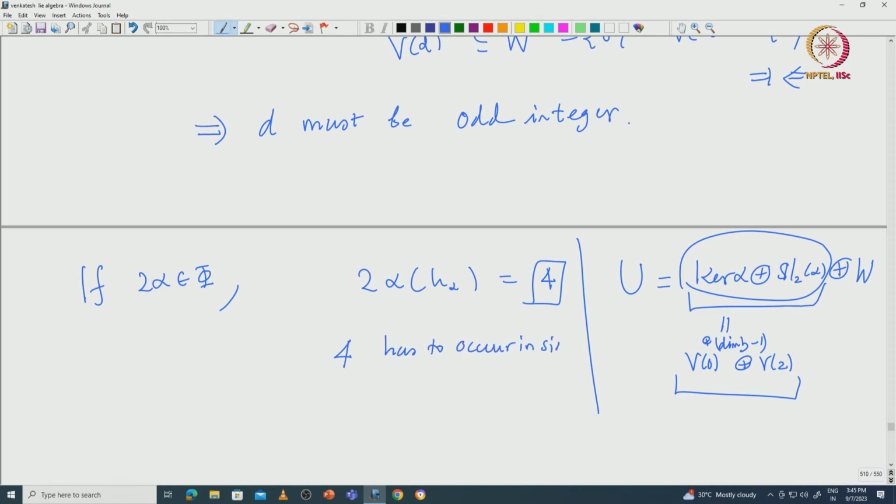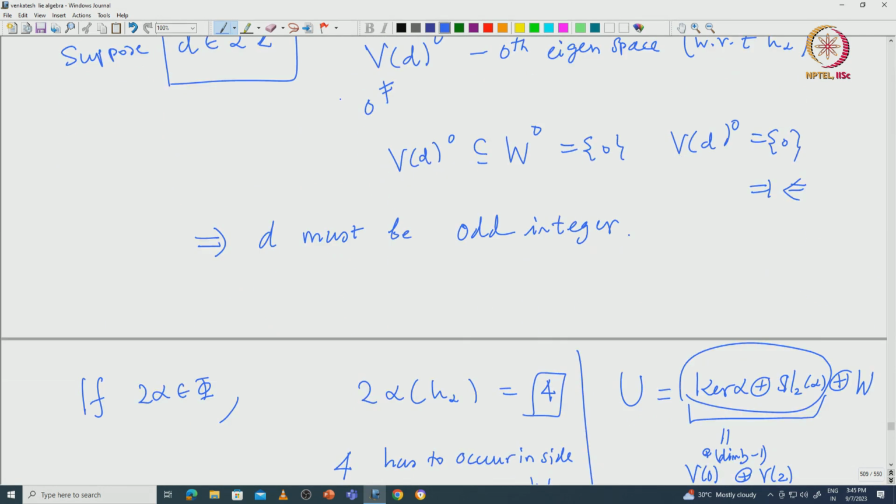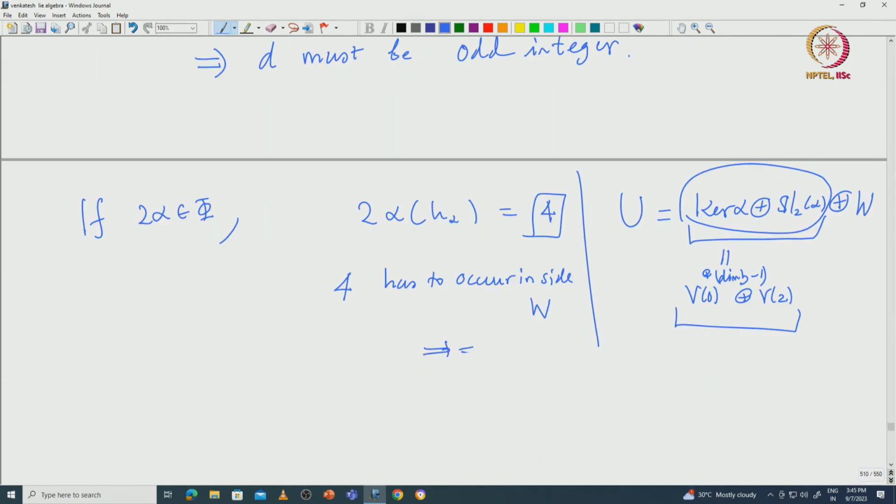inside W only. Okay. But that cannot happen, we just verified that. So, there is no V D inside W such that D is even. So, this leads to a contradiction. So, that proves that if alpha is in phi, then we must have 2 alpha is not in phi. Any even multiple of alpha cannot be again in phi. So, that is what we verified.